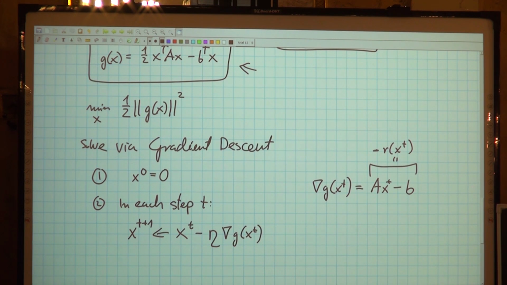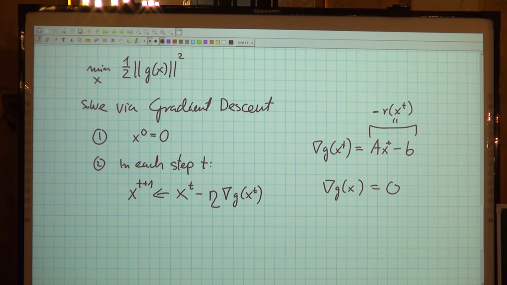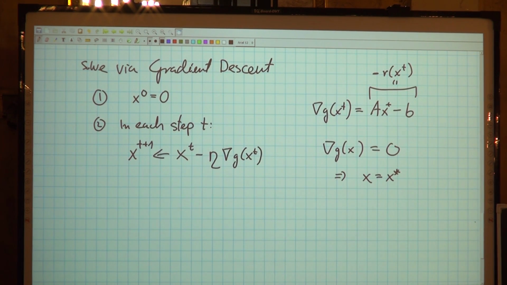Clearly, when I get to a solution where the gradient is 0, this means that this is a solution to the system. This means that x is equal to x star, right? So everything is sane. That's exactly what we want. And additionally, one more thing that we don't really need to know yet, but it's useful to know: we will need it in a second, and it's the Hessian of g. The Hessian of g is exactly the matrix A.